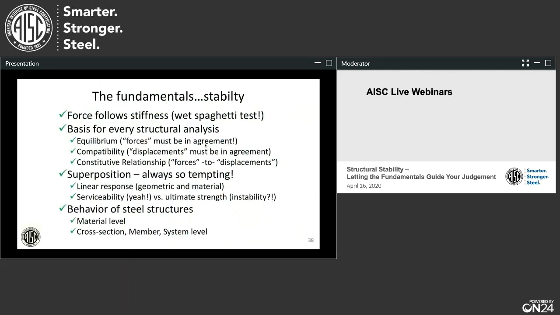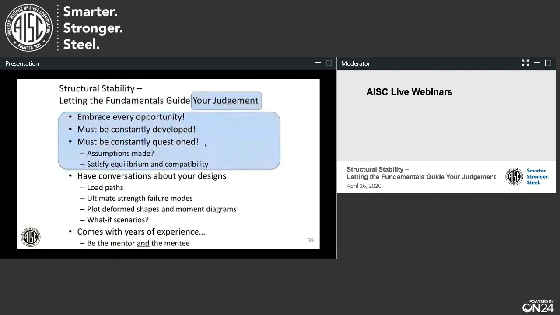All right, so that was our review of the fundamentals. Hopefully you're good with that. Next up is judgment. I do some consulting, but I'm not a practicing engineer. I know there are thousands, it's hard to say, literally at least 2,000 practicing engineers listening right now. This is your bailiwick. You are all about judgment. And I just want to encourage you to continue to embrace every opportunity to exercise your judgment.